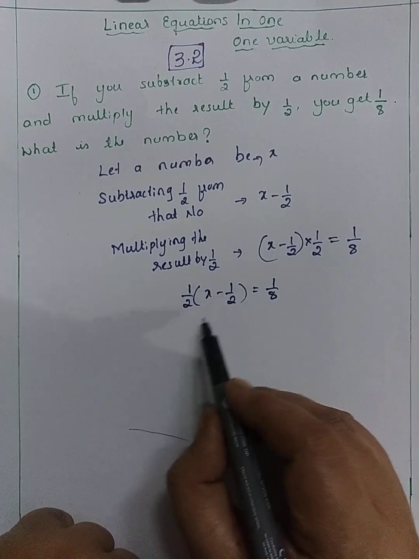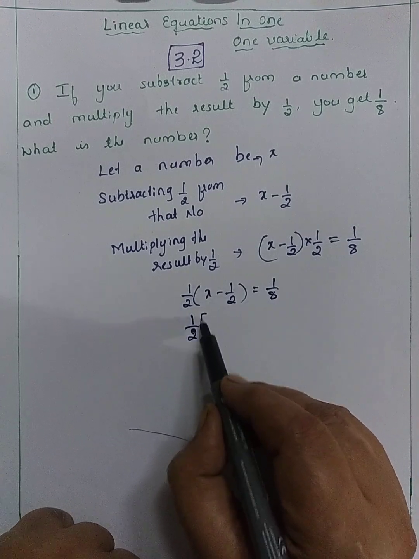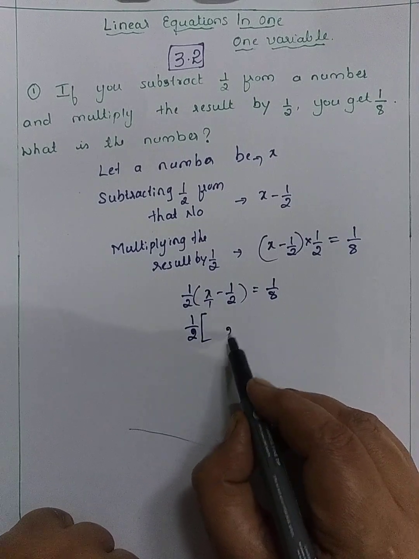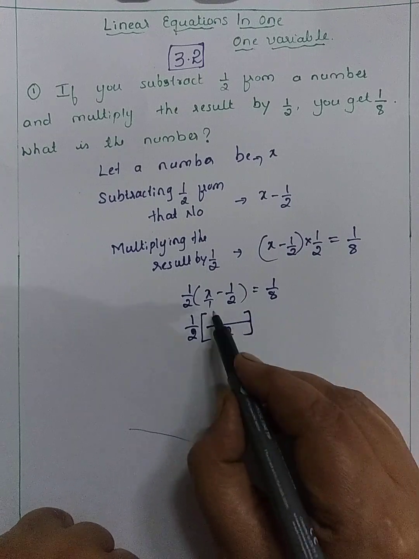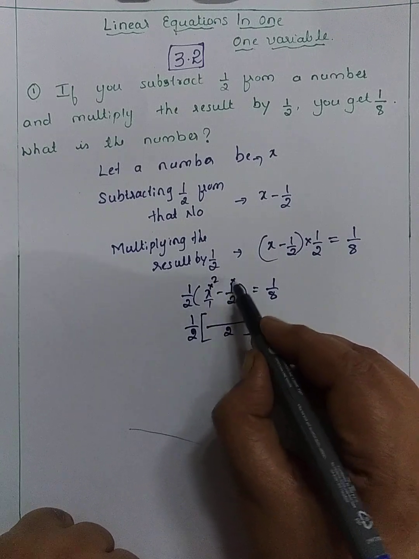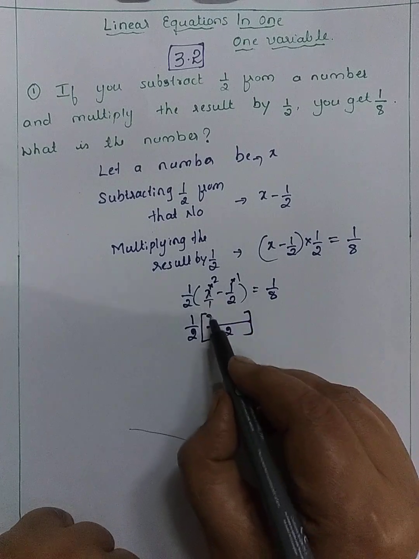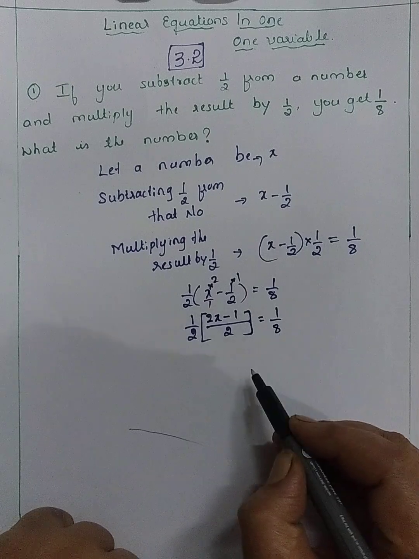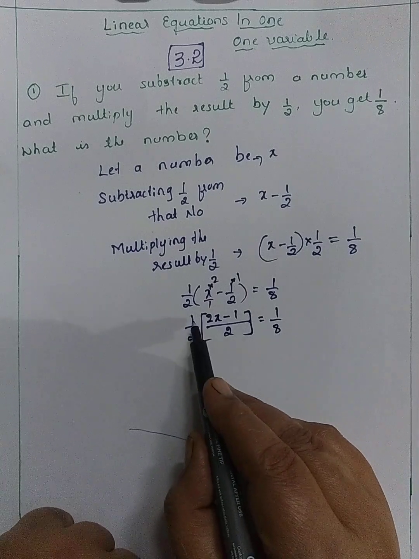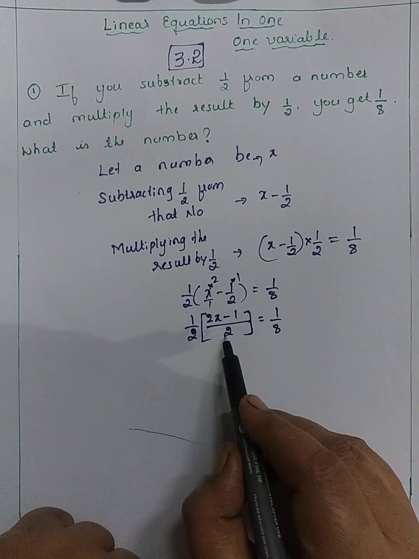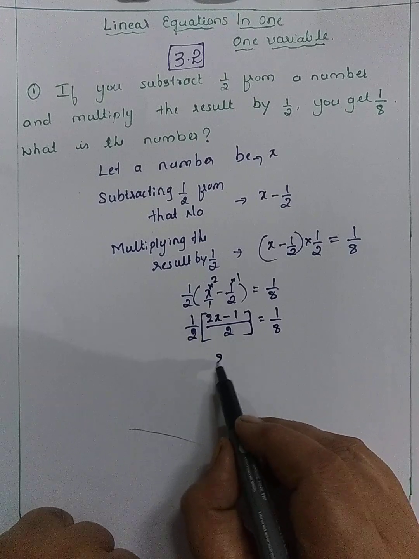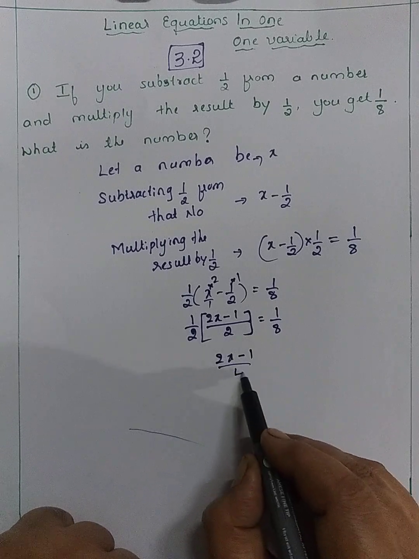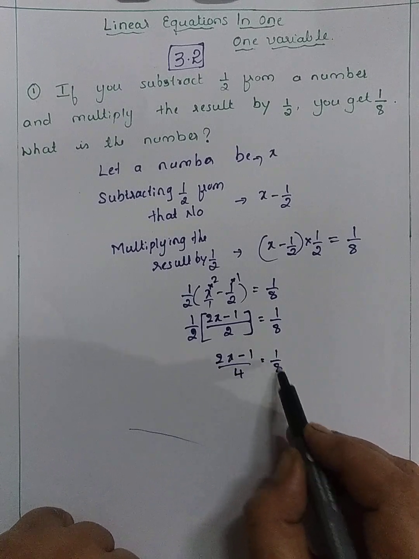Next, you simplify the bracket here. That is 1 by 2. Take the LCM, this will be 1. 1 to LCM 2. Next 1 into 2, 2 into 1. That is 2 into x. 2x minus 1 equal to 1 by 8. Next, multiply the numerators and multiply the denominators. 1 into 2x minus 1, it will be 2x minus 1, and 2 into 2, 4, equal to 1 by 8.